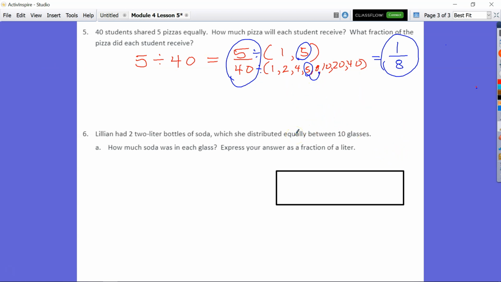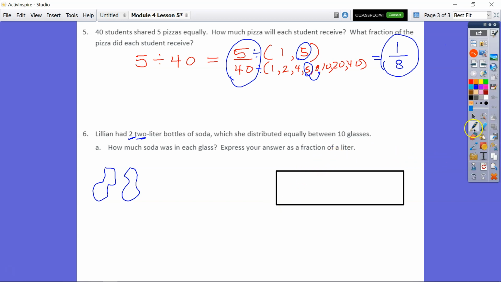Looking at number 6 here. Lillian has 2 2-liter bottles of soda. That's tricky right there, so don't get confused. That's 2 liters. So she has 2 2-liter bottles of soda, which she distributes equally between 10 glasses. How much soda was in each glass? Express your answer as a fraction of a liter.